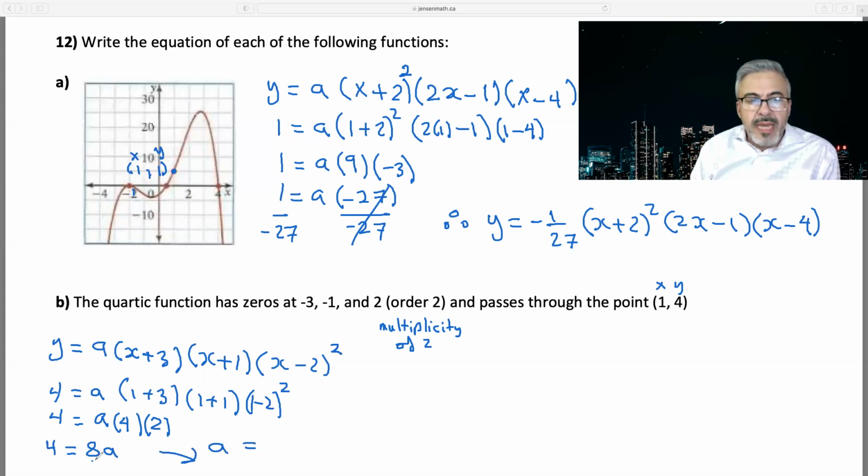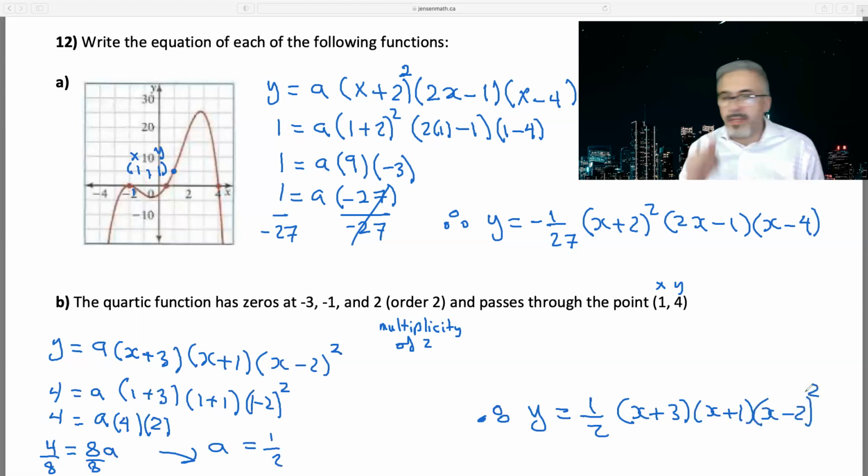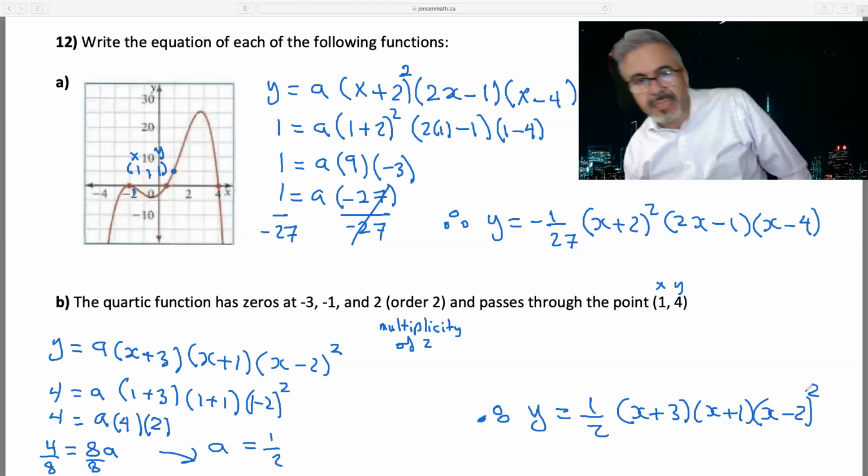divide both sides by 8, and a equals 1/2. Therefore, the answer is y equals 1/2, x plus 3, x plus 1, and x minus 2 squared. And this question is done.